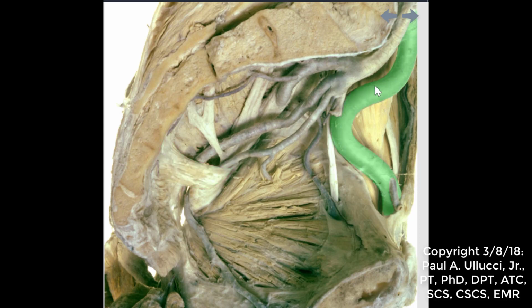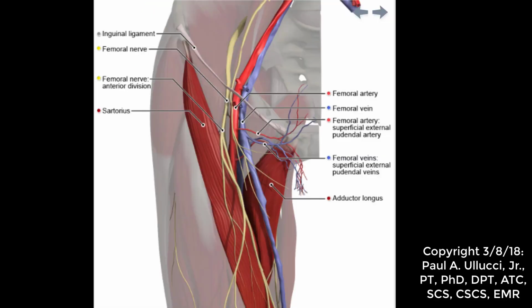Here is the external iliac artery. The external iliac artery is going to basically come out of the bifurcation of the common iliac artery. Eventually, the external iliac artery is going to become the femoral artery and then exit the pelvis and enter through the femoral triangle that we will get to momentarily.